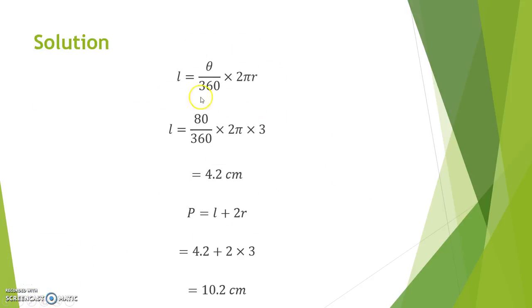So let's look at how to work that out. So we work out the length of the arc. So that's what fraction is 80 out of 360 multiplied by 2 pi times the radius of 3. That comes to about 4.2 centimeters. So our perimeter is that arc length substituted in there plus 2 of the radii for those 2 straight sides. So that comes to about 10.2 centimeters.